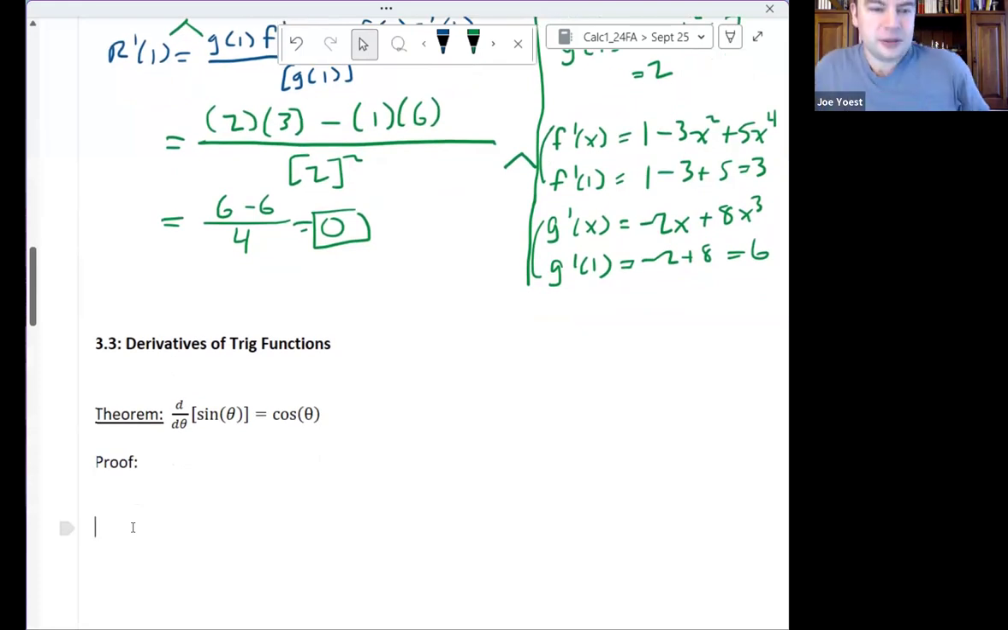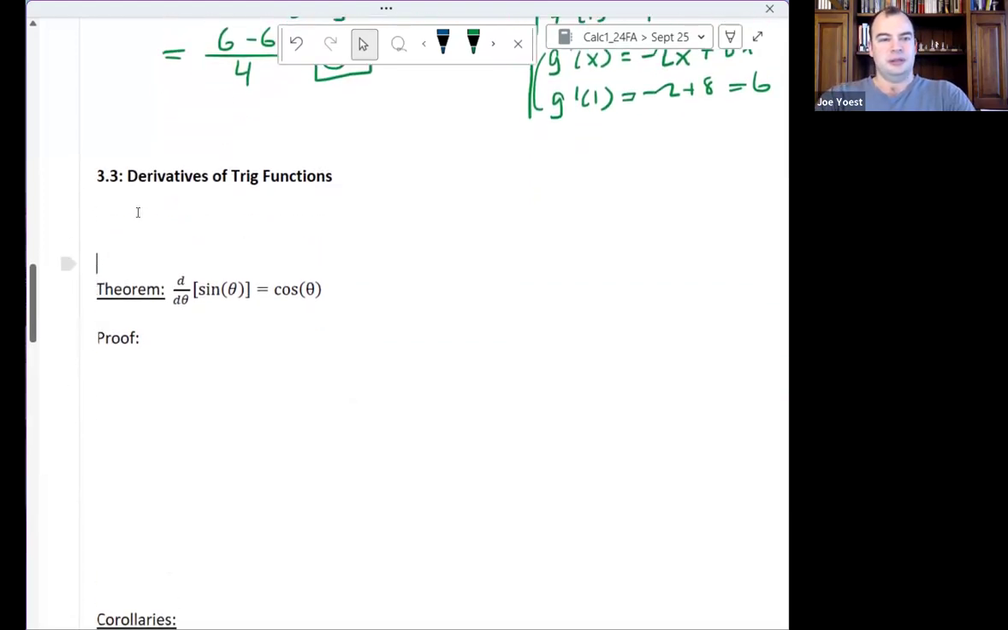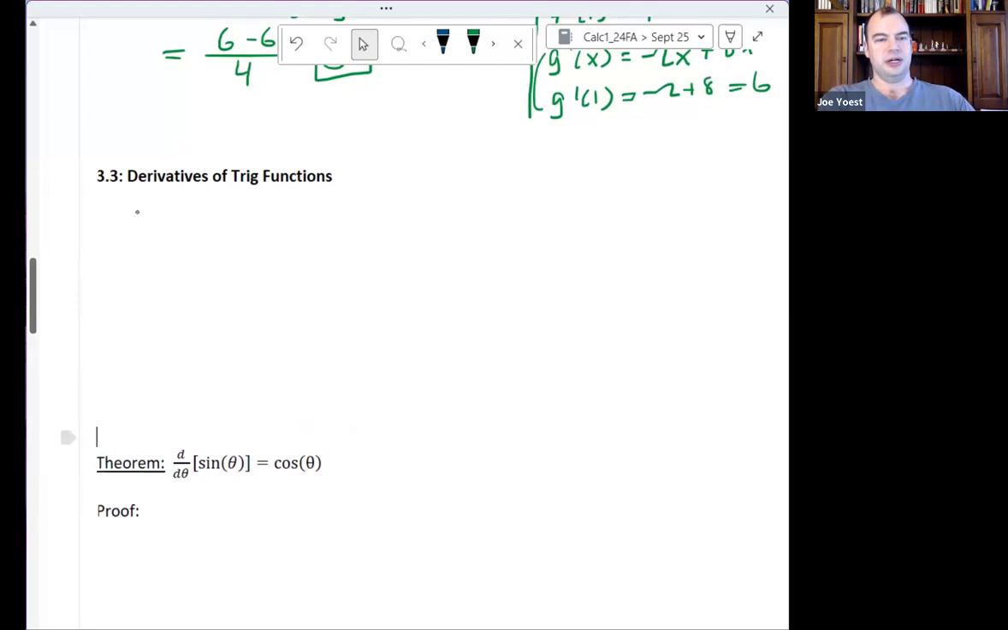Okay, so let's take a look at derivatives of trig functions. A little bit of an introduction. Let's try to compute the derivative of sine theta from the definition of the derivative. We have a theorem, a little spoiler alert here, but the derivative of sine theta is going to be cos theta. Let's first see if that makes sense, then let's try to prove it with the definition of the derivative, and then let's go from there.